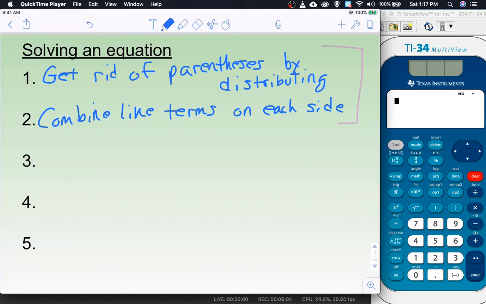Step 3, we're going to skip for today. This step 3 is kind of the whole point of the next lesson. It is going to be what you do if you have variables on both sides of the equal sign. But for now, we're going to skip it.